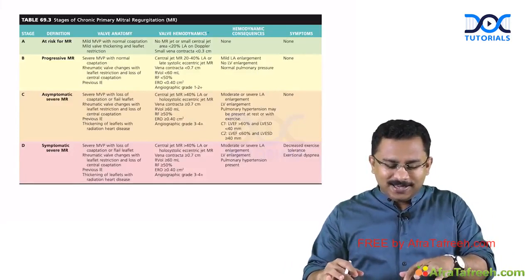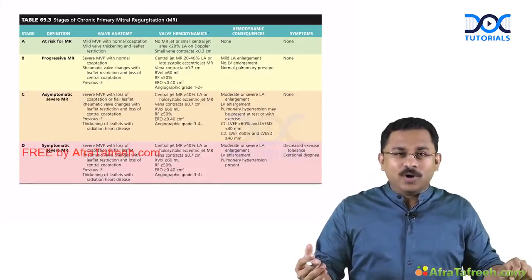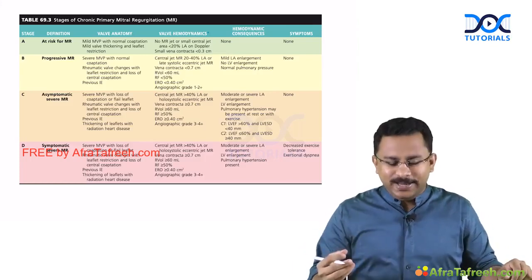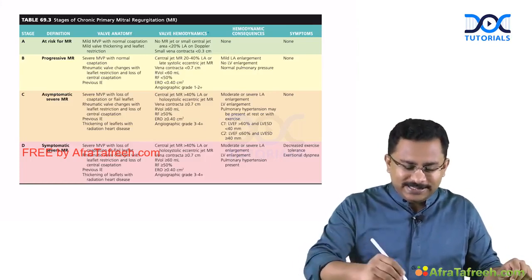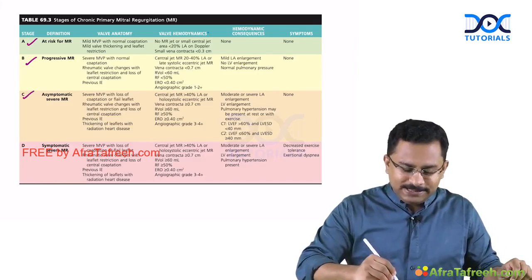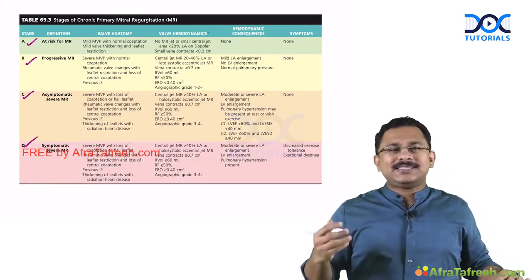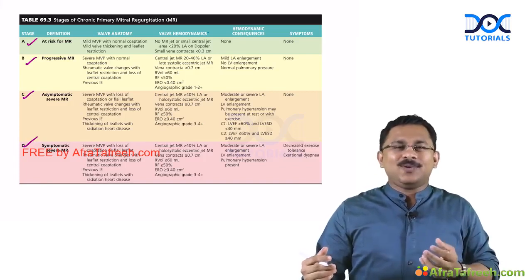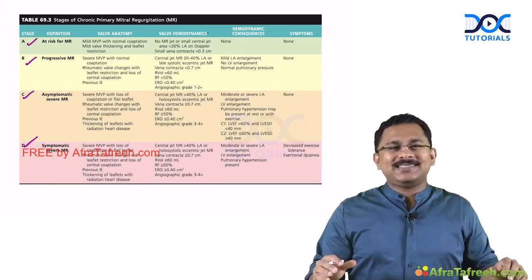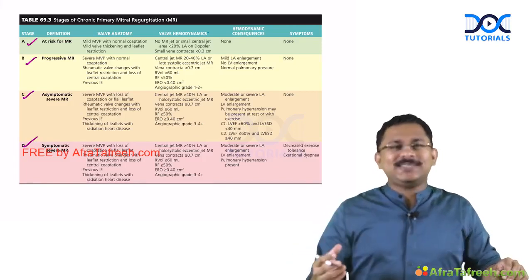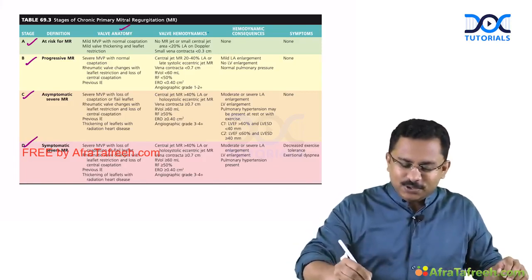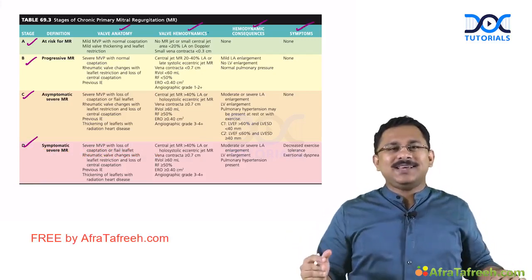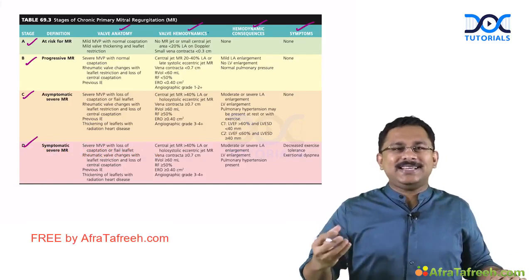If you see this table from Braunwald, in fact the latest guidelines as well, this is how you would classify stages A, B, C and D. This staging is based on parameters like valve anatomy, valve hemodynamics, hemodynamic consequences and also the symptoms.